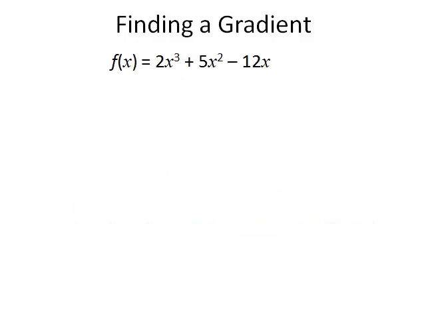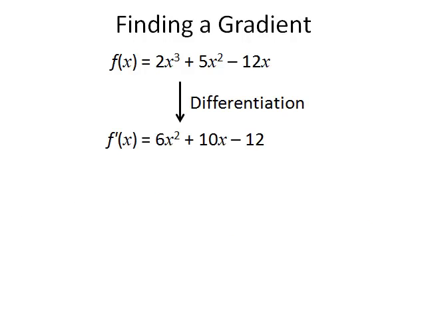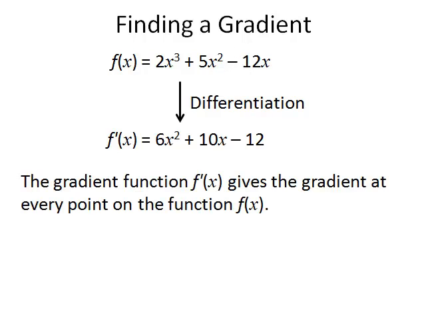So to find a gradient we take a particular function in this case and we differentiate it. 3 times 2 is 6, 1 off the 3 x to the 2, 2 times 5 is 10, 1 off the 2 x, 12 times the x to the 1 is 12, and the x disappears and all the plus and minus signs stay as they were. So we now have our gradient function which gives the gradient at every point on the original function.